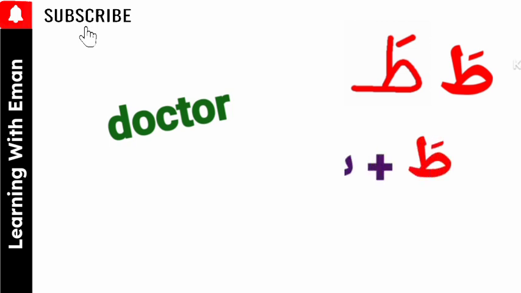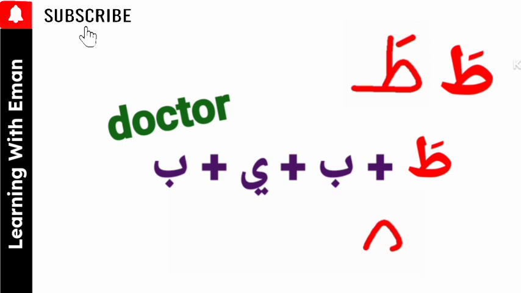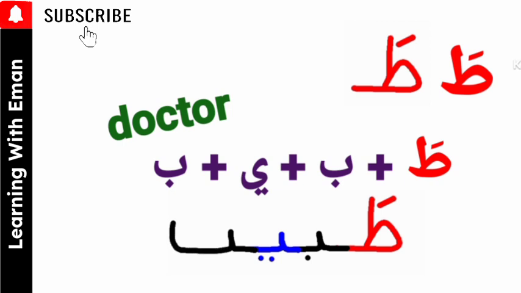طبيب means doctor. ط، بي، ب. طبيب. Now let's join these letters together. ط، بي، ب. طبيب.